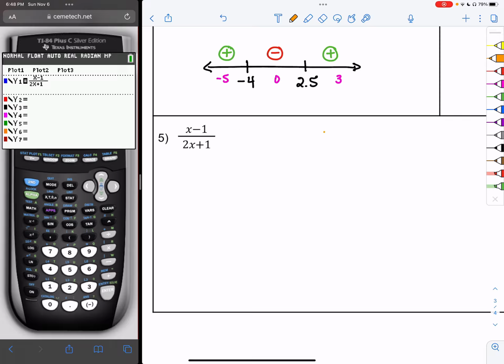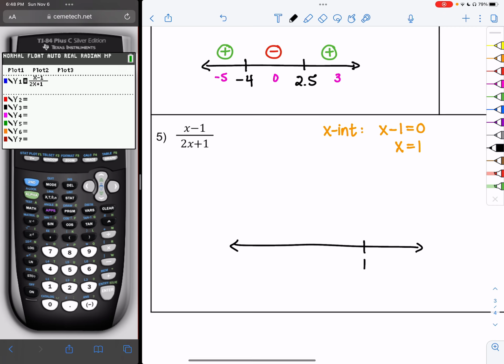So if I want to find my x-intercept, I'm going to look at my numerator. So x minus 1, I want to figure out what's going to make that 0. So that's going to be a positive 1. So I'm going to put a positive 1 on my graph.